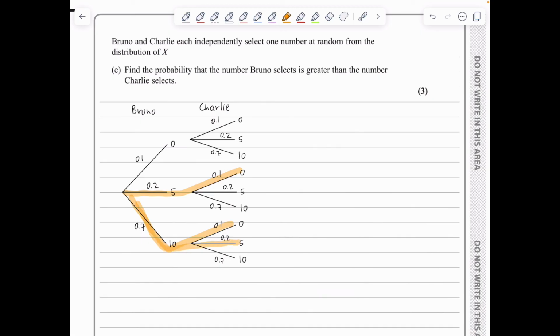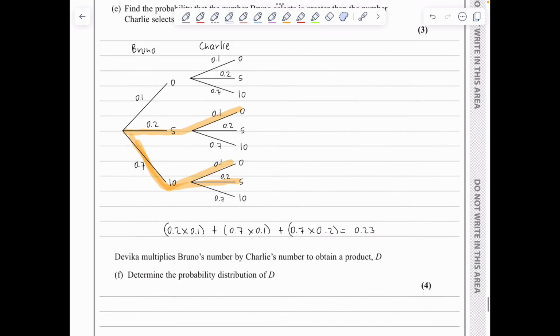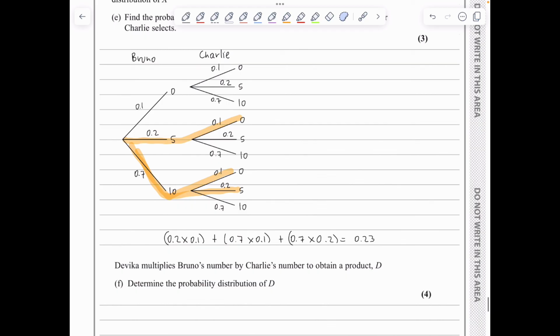So to find the probability required, it's going to be the 0.2 times the 0.1 plus the 0.7 times the 0.1 plus the 0.7 times the 0.2, which gives an answer of 0.23. We then have that Bruno multiplies his number by Charlie's number to obtain a product D, and we need to determine the probability distribution of D.